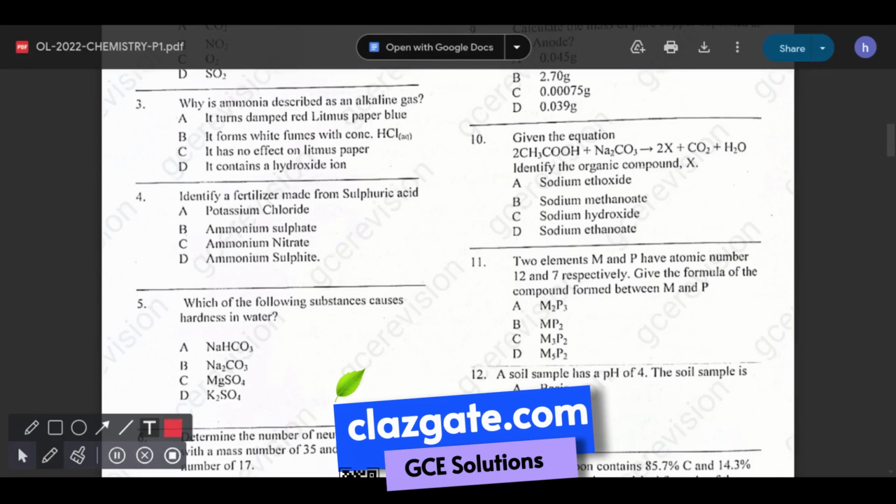Why is magnesium sulfate a substance that causes hardness of water? Because hardness is primarily caused by dissolved salts of calcium and magnesium. If it were calcium, you could have said calcium sulfate. So it's either calcium or magnesium that causes hardness of water, but in this case we have magnesium, because magnesium sulfate dissolves in water, releasing magnesium ions which contribute to hardness. So the answer to question number 5 is C, magnesium sulfate.